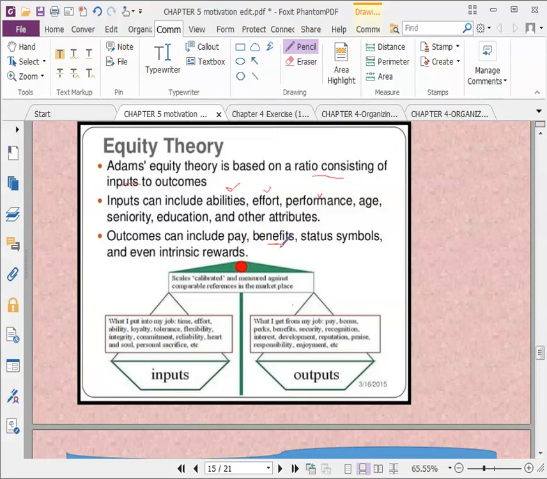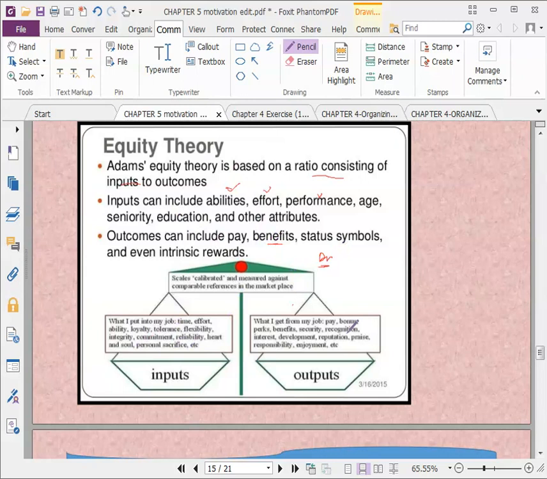And then benefits, other benefits such as cuti, okay, status symbol. Contoh kalau you have a PhD in your education, so you must have a title or symbol doctor, okay, in front of your name. Okay, that is outcome from the equity theory.